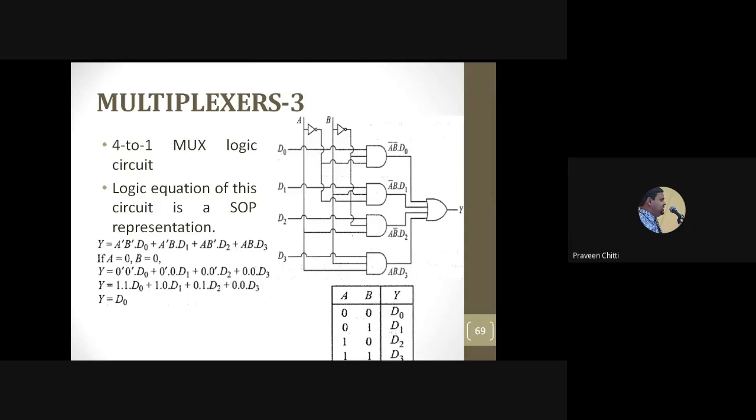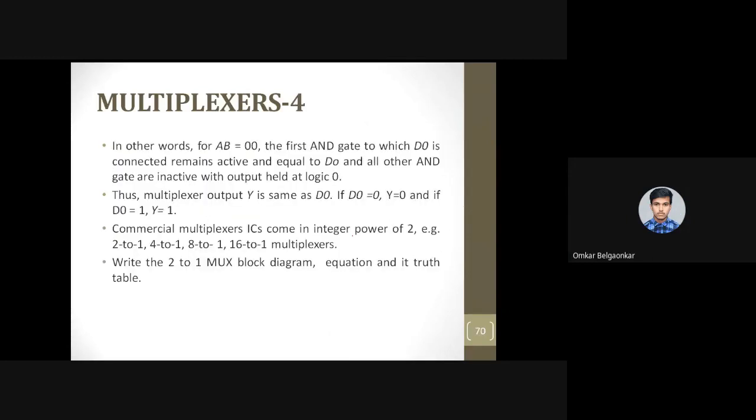Is it clear? Yes, sir. Yes, sir. Complete designing of a 4:1 mux with illustration is shown on this particular slide. Okay, shall we move ahead? Yes, sir. Right, this is what is explained.